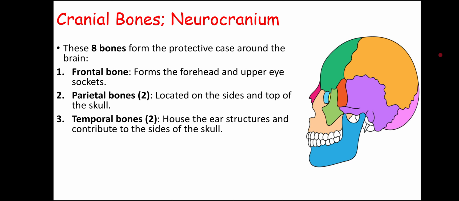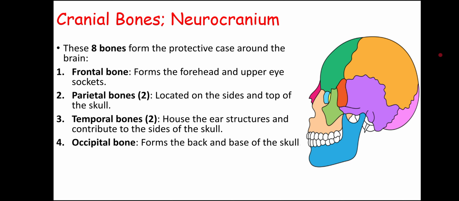The next bone is the temporal bone, that is also a paired bone. That means there will be 2 temporal bones in every skull. It houses the ear structure and contributes to the side of the skull. Here you can see in the diagram the purple color bone is the temporal bone.